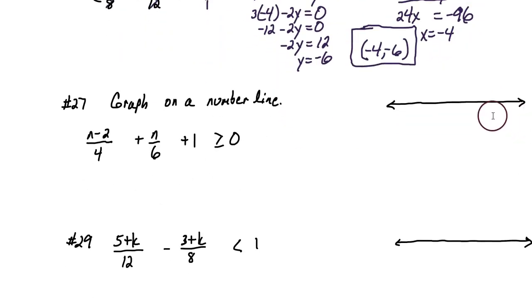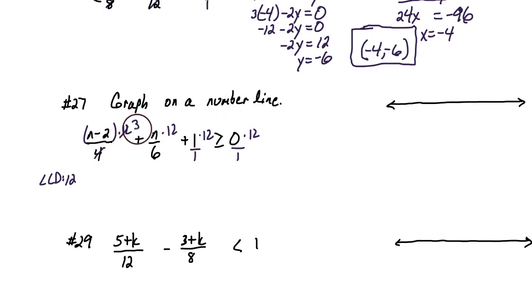Number 27. We have an inequality instead of an equation, but solving it will use the same technique, and we're going to graph our answer on a number line. So this denominator is 4, this is 6, this is a 1, and this is a 1. The LCD would be the number 12. Let's times this first one by 12, times this by 12, times this by 12, times this by 12.